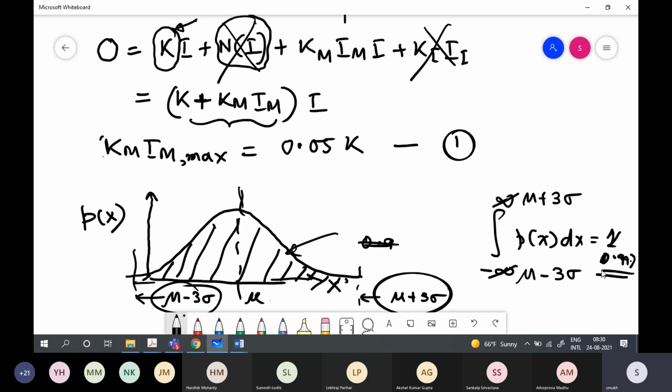So you can say that under this situation, this plus minus 3 sigma is a safe limit. You can say that the variable will occur within this limit.